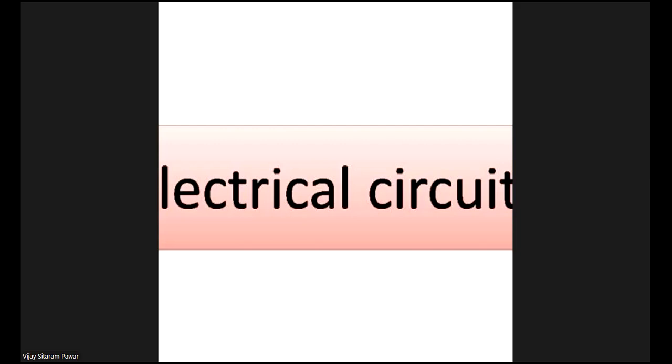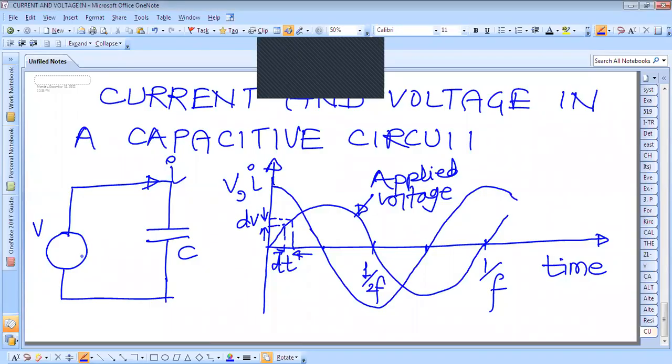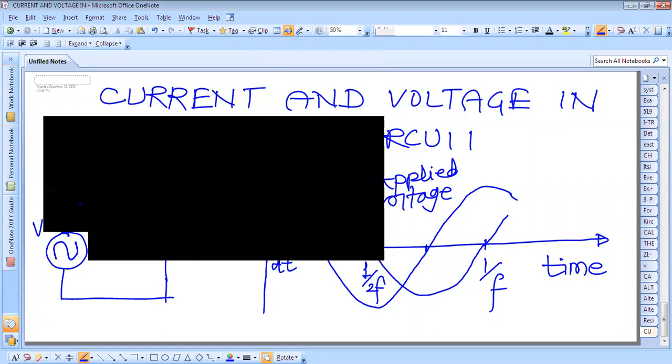Hello, today we'll discuss the variation of the current and voltage in a purely capacitor circuit. Now we can see here this is an alternating voltage supply which is connected to this capacitor and the current is flowing through the capacitor. For reference purposes we have taken the applied voltage here, and this is the current, which is leading the voltage by almost 90 degrees.